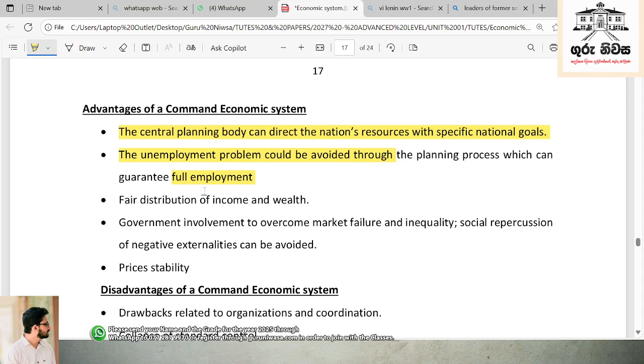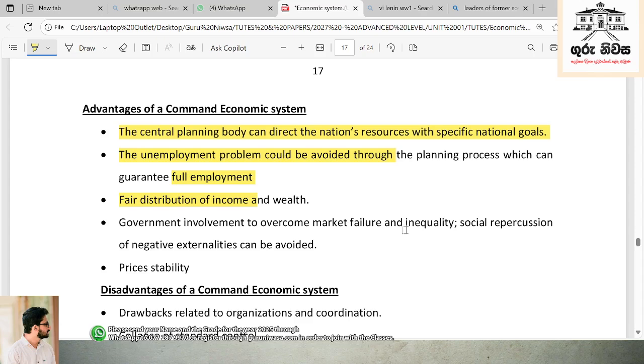No unemployment. Then fair distribution of income and wealth. It doesn't mean that everyone earns the same. No, fair distribution. There is a gap, but it's not much, whereas in other systems it's a big gap. Next one, government involvement to overcome market failure and inequality.